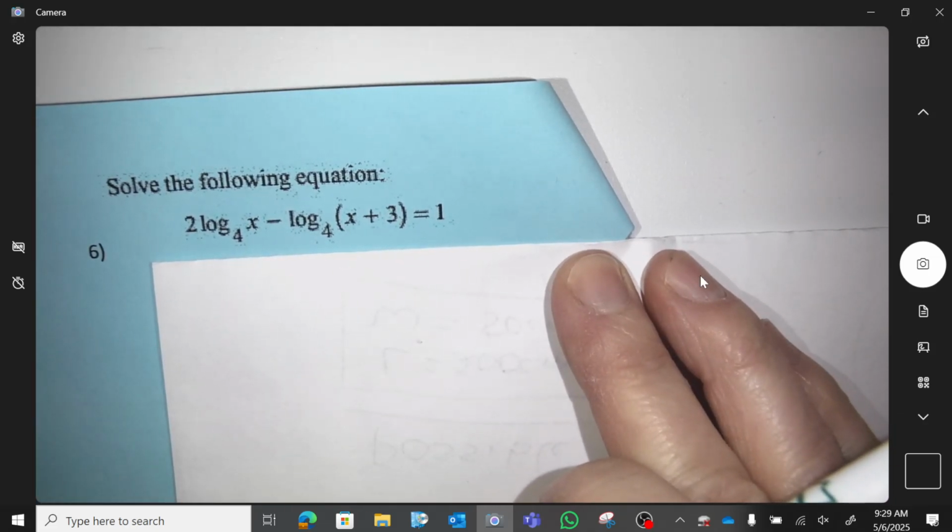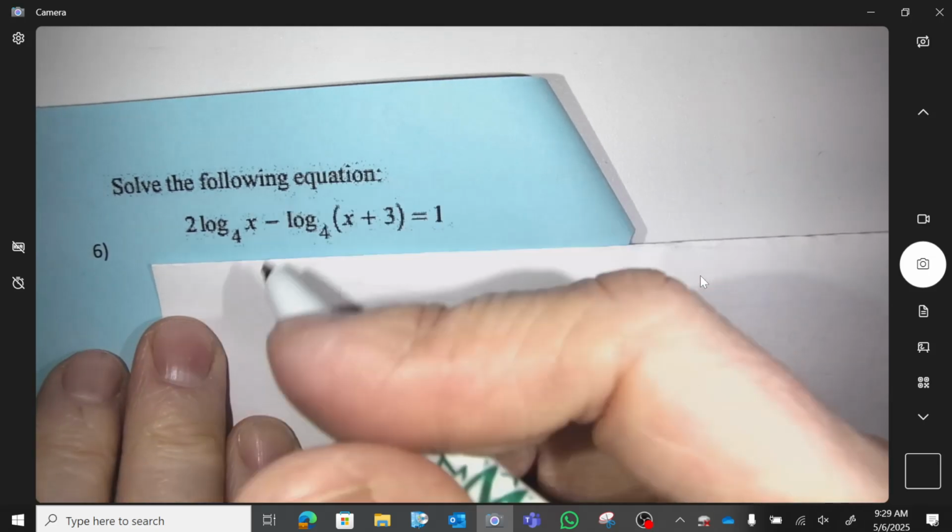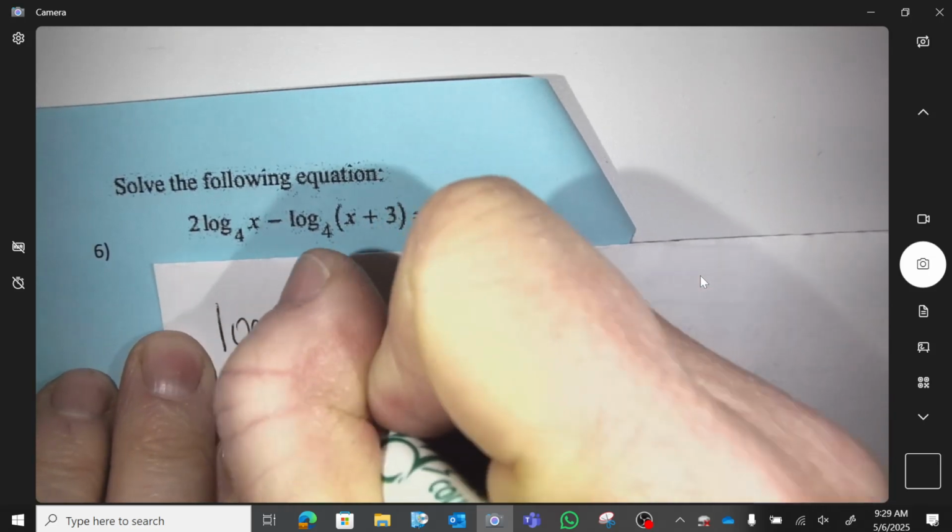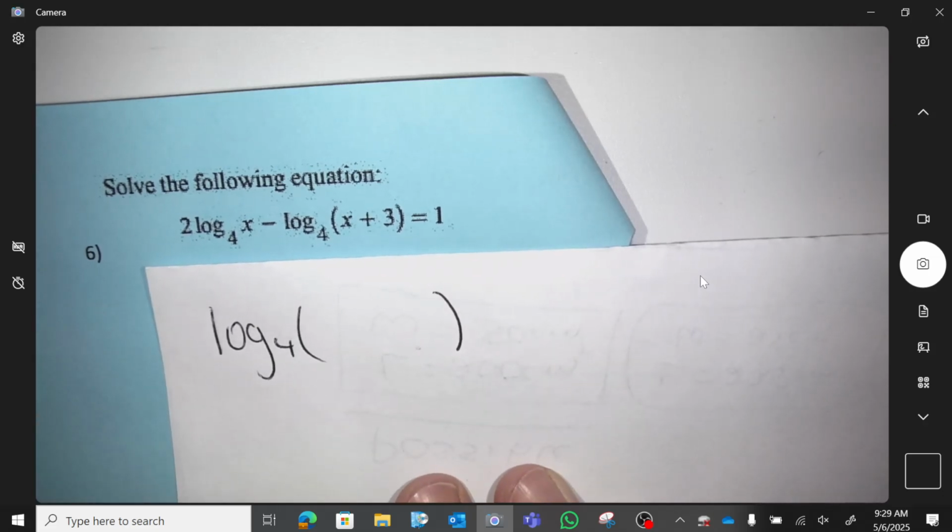Okay, so here we go. This is a log. So I'm going to do what? What's my first step? Glue. Glue it. When I say that, it's the rules. Here we go. Log 4 of what glued together?